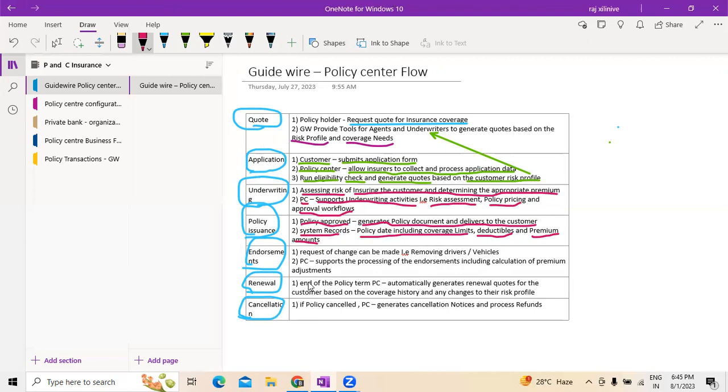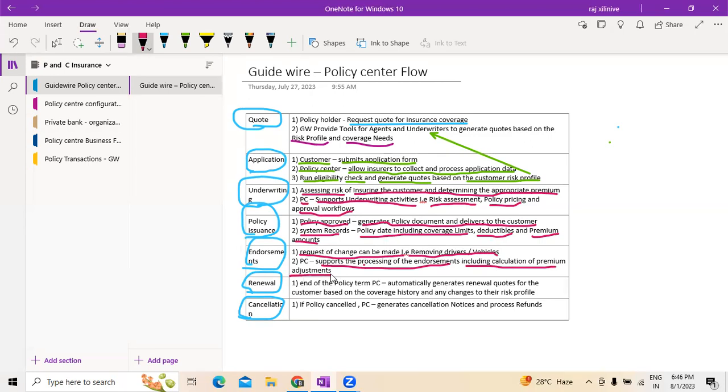After that, we will be going for endorsements, right? So here, if there are any changes to be made to the existing ones, either adding new information or updating the existing information, all that. Normally, all these requests will be handled in the endorsement part because people can raise a request so that the necessary changes can be done. Policy Center supports the processing of endorsements, including calculation of premium adjustments, if any. So if there is any adjustment to the premiums based upon the kind of changes made, if there is anything of that sort.